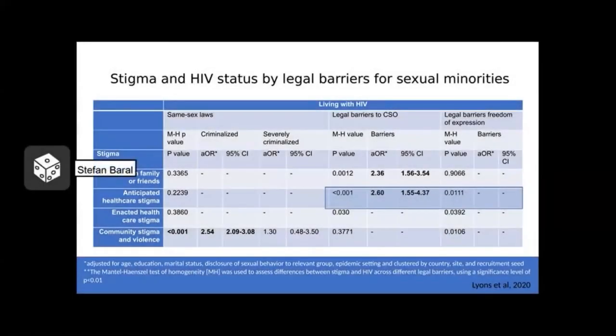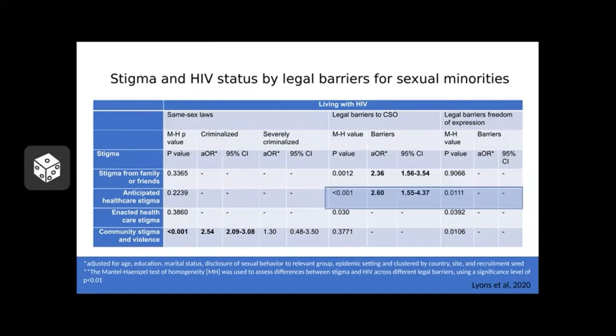We also see really clear interactions between individual stigmas and the structural stigmas. I think this is really an area that we want to explore and learn more about, how these intersect moving forward. But for example, we see really clear relationships between there being same-sex laws in place that criminalize same-sex practices and increased burdens of community stigma and violence effect on HIV. So in criminalized settings, it really increases the risk of somebody living with HIV as compared to non-criminalized settings.